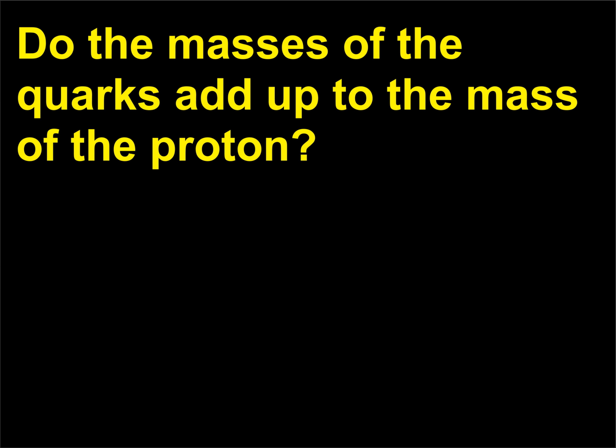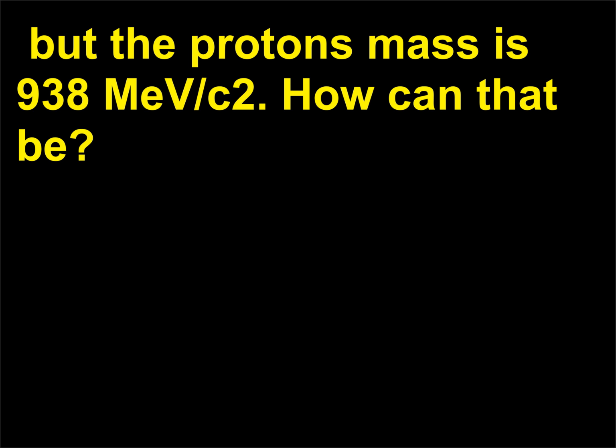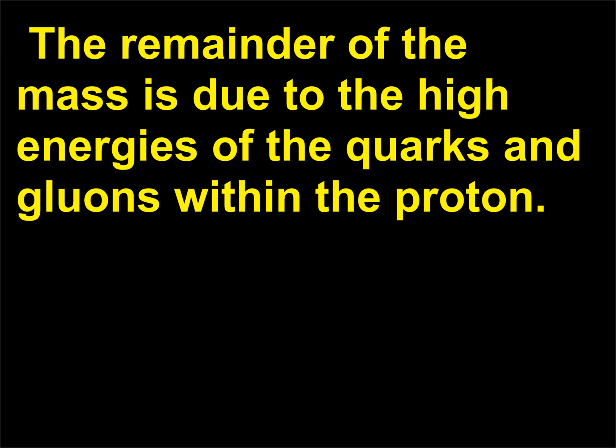Do the masses of the quarks add up to the mass of the proton? The mass of 2 up quarks and 1 down quark sum to 8.81 MeV/c², and gluons are massless. But the proton's mass is 938 MeV/c². How can that be? The remainder of the mass is due to the high energies of the quarks and gluons within the proton.